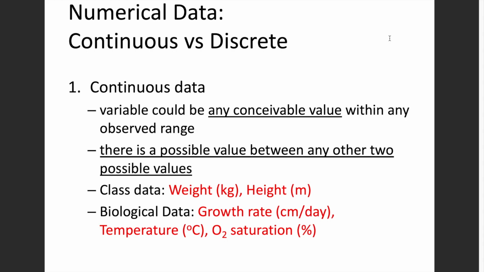Okay? For our numerical data, we have also two types. We have a continuous numerical data and a discrete numerical data. Continuous numerical data are variables that could have any conceivable value within an observable range. So there is a possible value between the two values that you have measured. There's a possible value between them. Like for example, weight, height, growth rate, O2 saturation, and temperature.